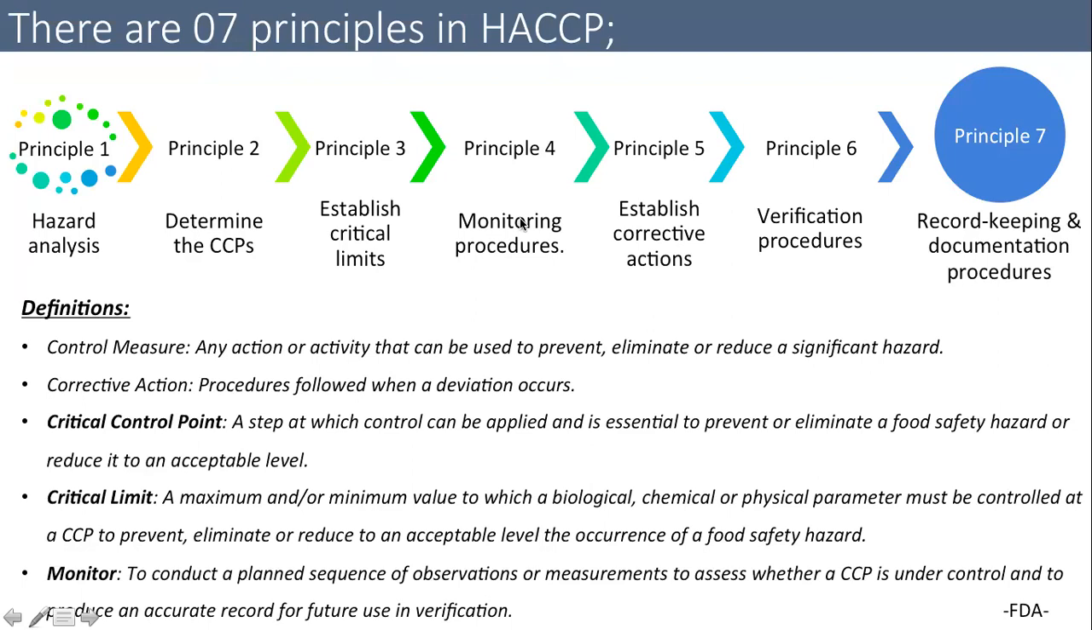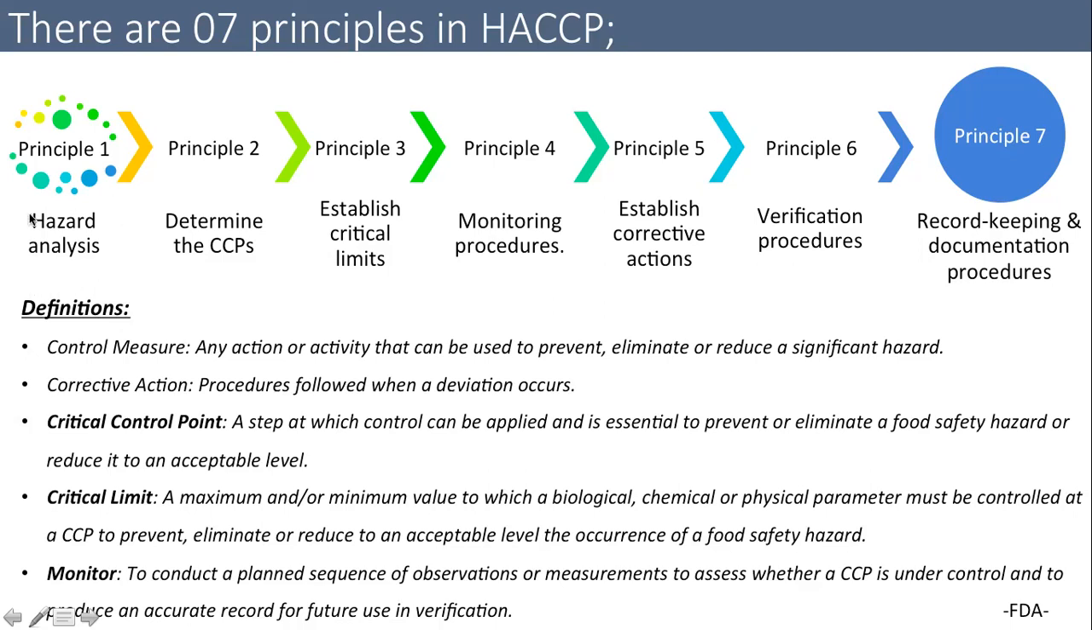There are 7 principles in HACCP, right? First one is hazard analysis. It's familiar. You know what hazard analysis is now. It is the first one. Then determine the CCP. CCP means critical control points. Third one is establish critical limits. The definitions are there, right? Then fourth one, monitoring procedures.